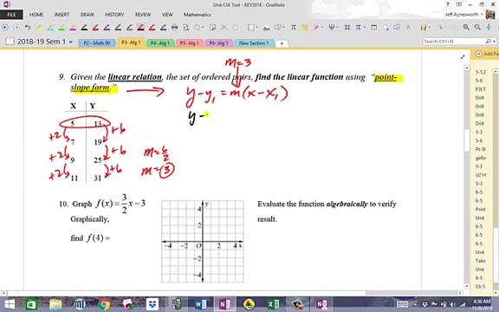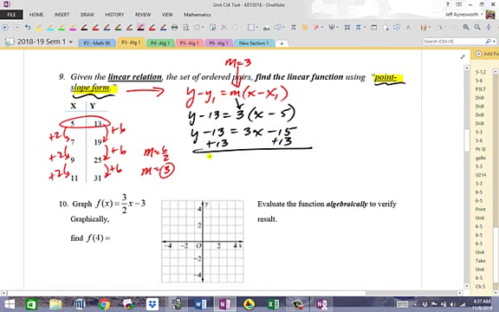So you have y minus 13 is equal to 3, because the slope's 3, I just calculated it, times x minus x1, which is 5. It says use point-slope form. If you don't do that, then you're not following the directions, are you? So you distribute and then add 13. Line up like terms. So you have y equals 3x minus 2. Okay? This is the end result by point-slope form.